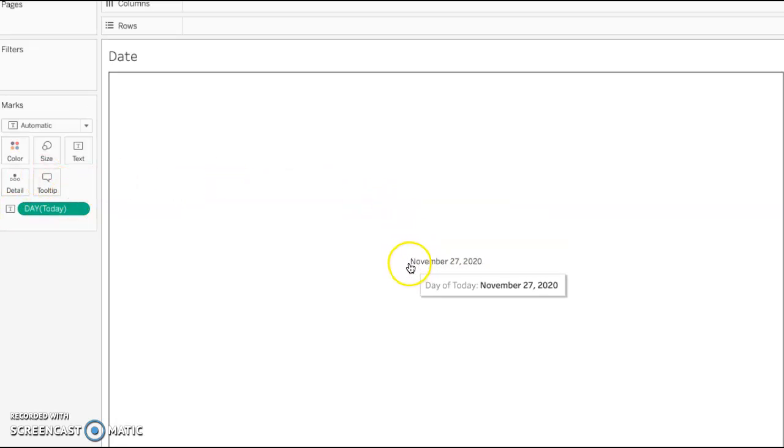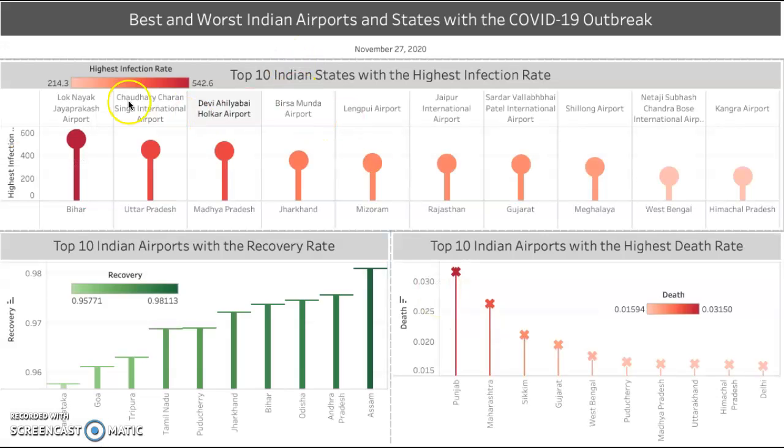So basically did the date. So this is up to date. So obviously when it's November 20th tomorrow, this will update to a new date. And then here we are.